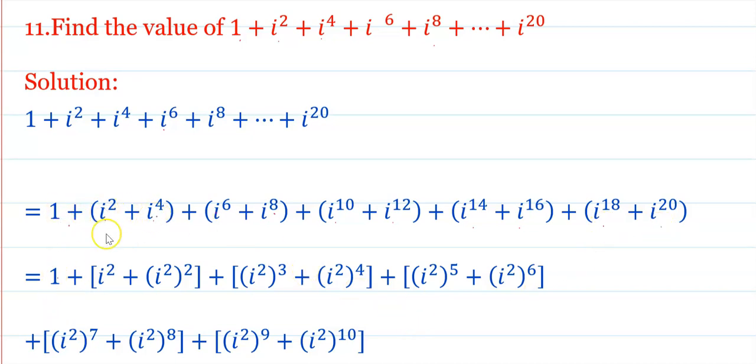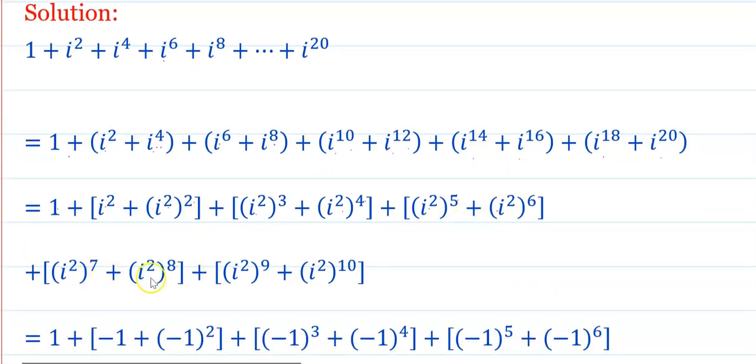i square means what? Minus 1. i raised to 4 means i square whole square. i raised to 6 means i square whole cube. i raised to 8 means i square whole raised to 4. i raised to 10 means i square whole raised to 5. i raised to 12 means i square whole raised to 6. i raised to 14 means i square whole raised to 7. Plus i raised to 16 means i square whole raised to 8. Plus i raised to 18 means i square whole raised to 9. Plus i raised to 20 means i square whole raised to 10.